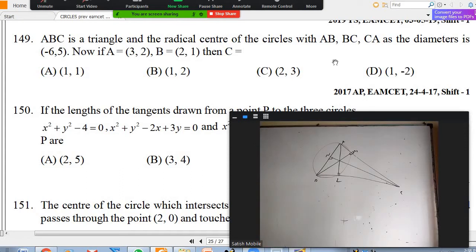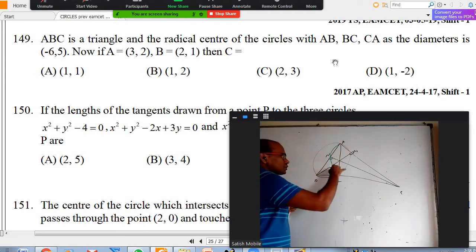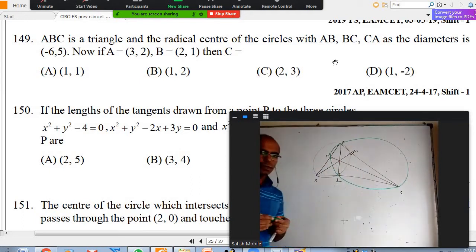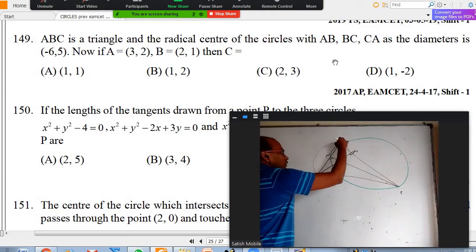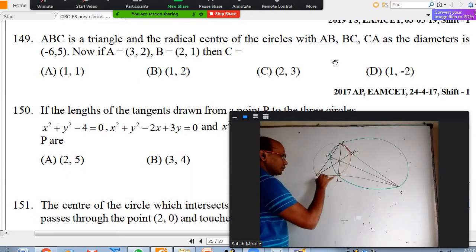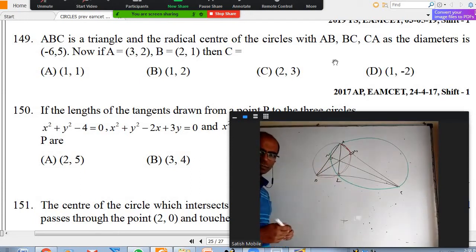The circle with A and C as ends of diameter should pass through N and L because the angle in a semicircle is 90. So that circle will be like this. So what is the common chord of this green circle and this red circle? AL, sir. AL, which is the altitude, right?